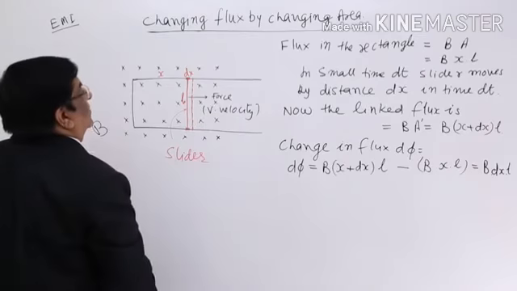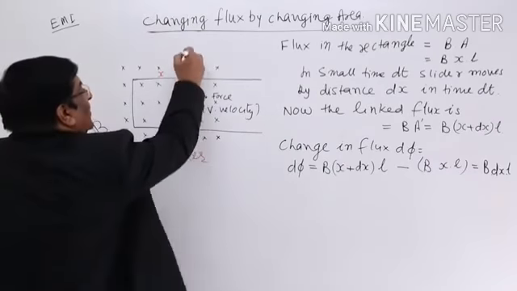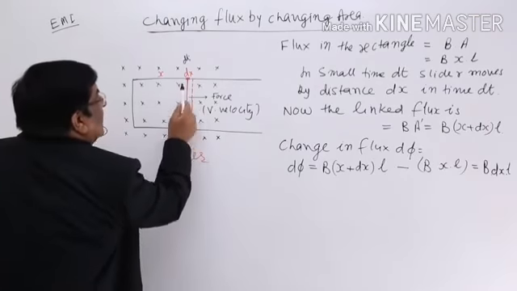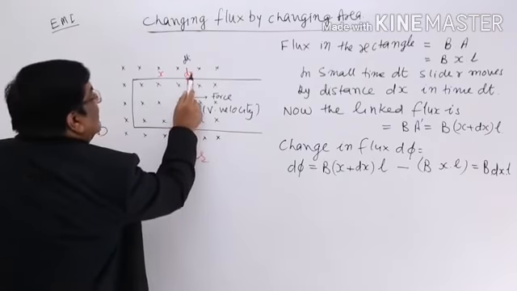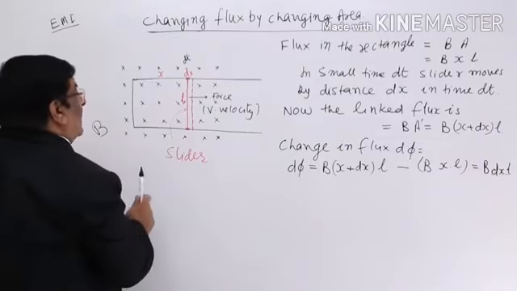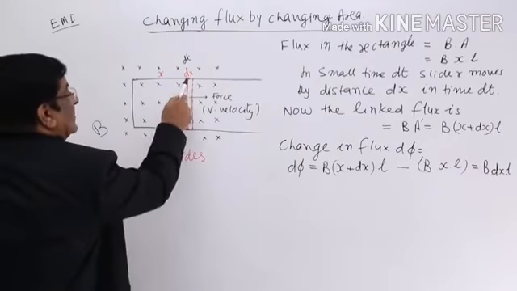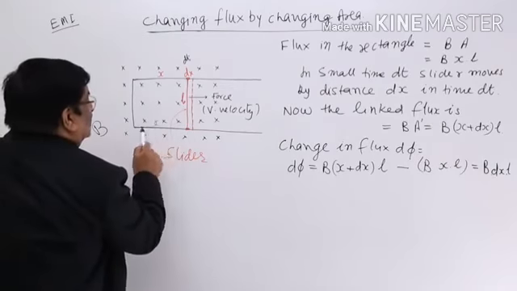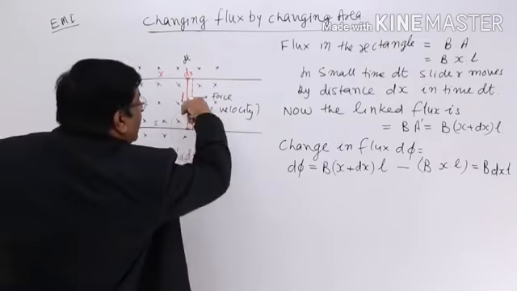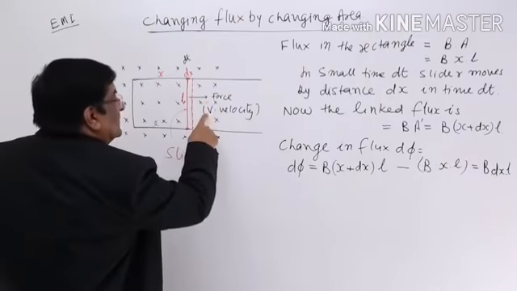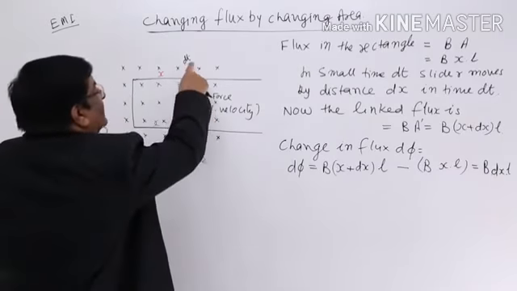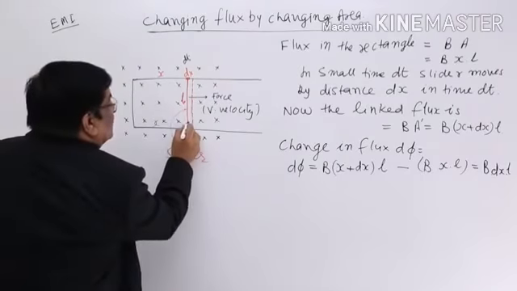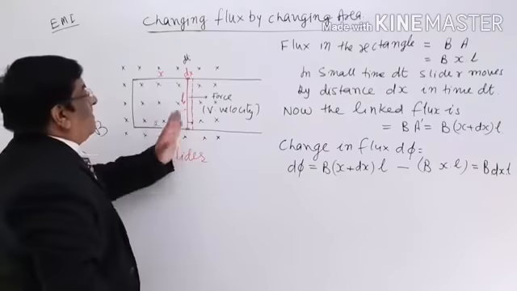Now, after a very small time dt, this position changes to this new position, and it is away by a distance dx. Earlier, from this end, this slider was at a distance of x. When we apply force and move it with a certain velocity v, then after dt time it has moved a small distance dx.